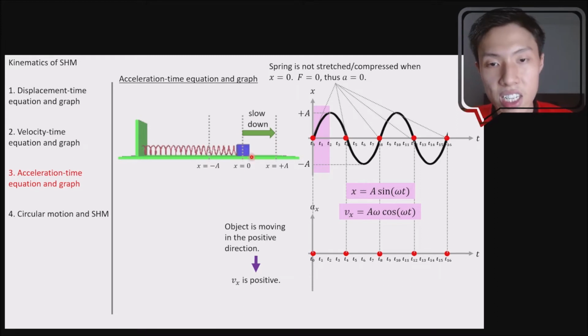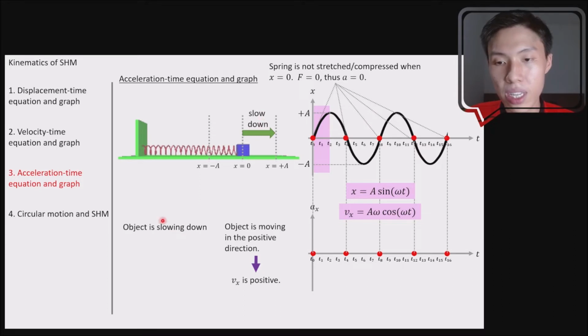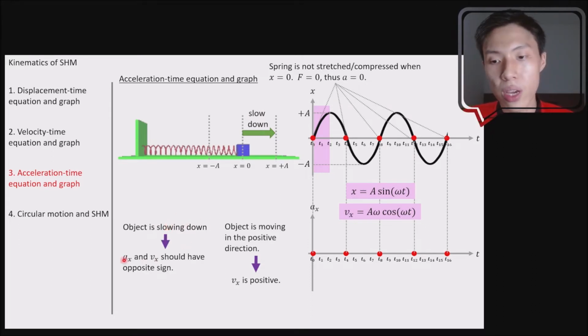And in this case, this object here is moving further away from the equilibrium position. It's going away from the equilibrium position. Therefore, it must be slowing down. So if the object is slowing down, we learn from chapter 2, kinematics of linear motion, that the acceleration and the velocity must have opposite sign if it's slowing down. So ax and vx should have opposite sign.